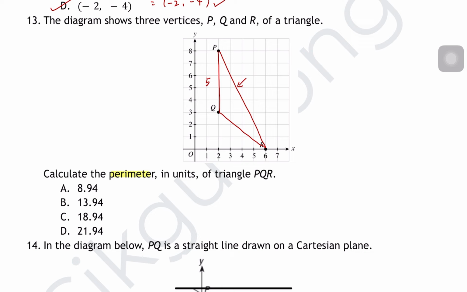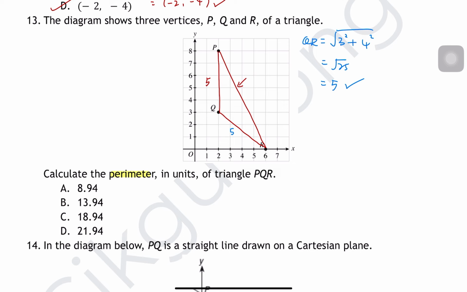For QR and PR, you will have to use your Pythagoras theorem again. So in this case, to get your QR, you will see this triangle, and from here you have 3 units, here you have 4 units. So to get your QR, you will use 3 squared plus 4 squared. Then don't forget to put in your square root. Over here, you will have 25, which will also bring you 5 units. Okay, so QR is 5 units.